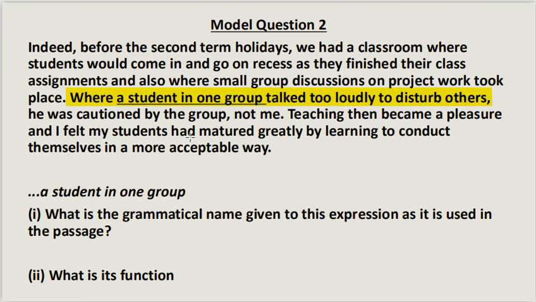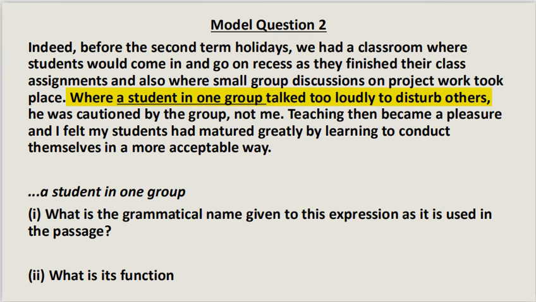Now, this group of words is underlined. A student in one group. Like I said, we are not going to identify the word in isolation. We are going to look at how it is used in the sentence. Now, this is the sentence. Where a student in one group talked too loudly to disturb others, he was cautioned by the group, not me. A student in one group. What is the grammatical name given to this expression as it is used in the passage? What is its function? So take your time, pause the video here, sort out the answer yourself, then I give the answer in the next screen.